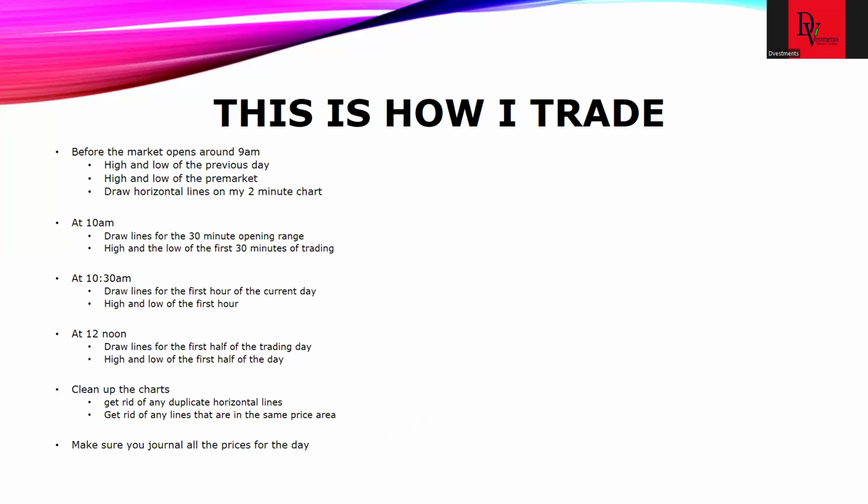This is how I trade now. Before the market opens around 9 a.m., I am getting the high and the low of the previous day. I'm also getting the high and the low of the pre-market, and I'm drawing those horizontal lines on my 2-minute chart. Around 10 a.m., I draw lines for the 30-minute opening range. That's the high and the low of the first 30 minutes of the trading day.